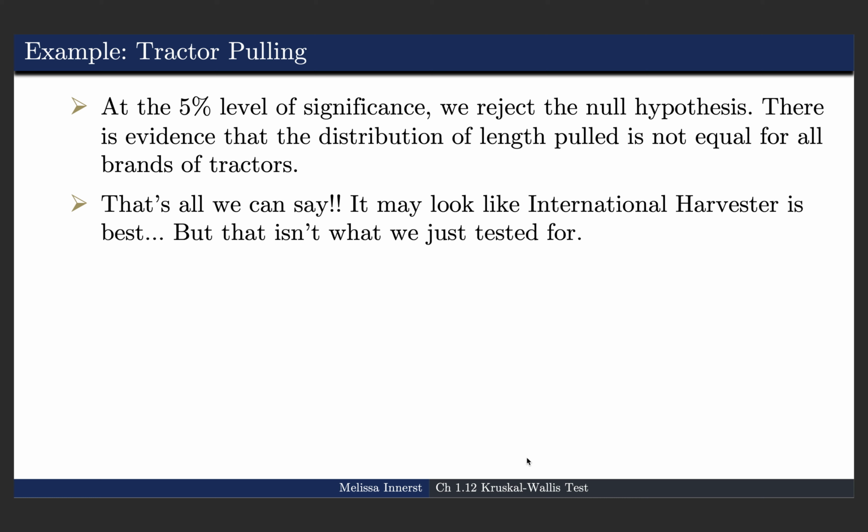There is evidence that the distribution of length pooled is not equal for all brands of tractors. If you remember back to the ANOVA, that's all we could say. I often referred to the ANOVA as an overall test of significance, whether there was a difference or not. That's the same thing here. We don't know which ones are different, and we may want to know that, but the Kruskal-Wallis or ANOVA aren't telling us that. Certainly it looks like the International Harvester brand was best, but we didn't test for that. We'd have to do some type of multiple comparisons procedure, which we talked about at the end of chapter 14, if we wanted to see what was specifically different.